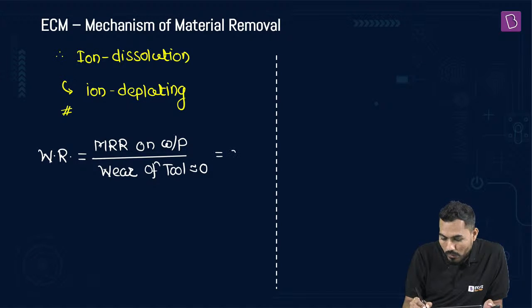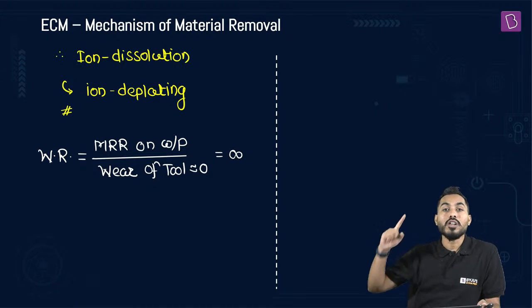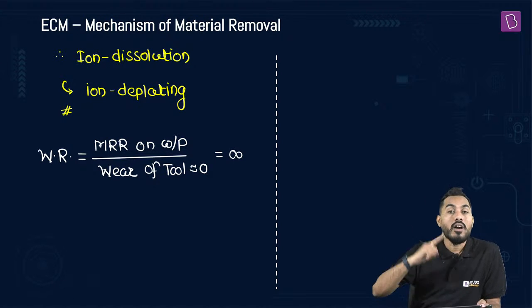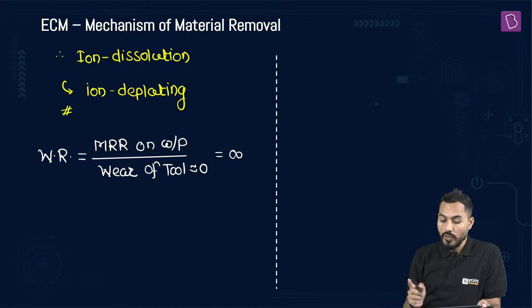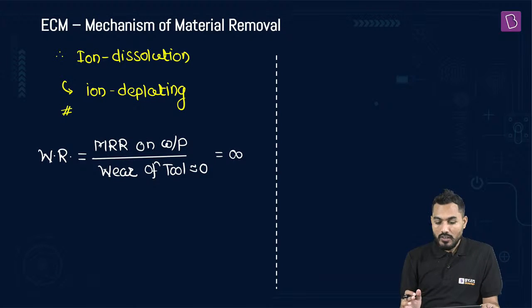That means the wear ratio will be infinity. That means, can I say the same tool can be utilized an infinite number of times, technically speaking, for manufacturing different numbers of components. So the wear ratio is infinite. So one by one, we'll just revise what exactly the discussion would be.